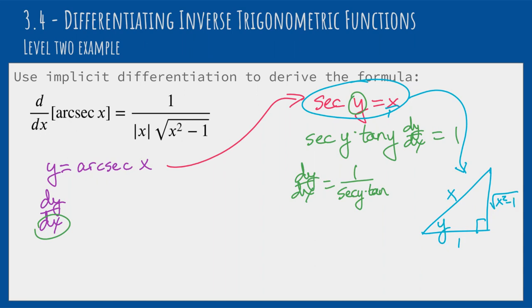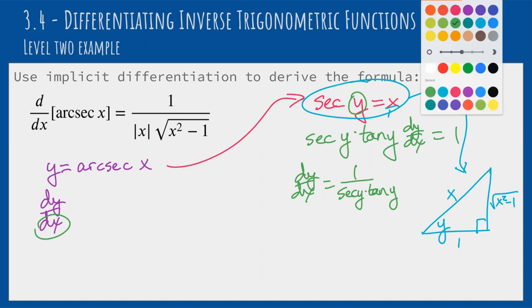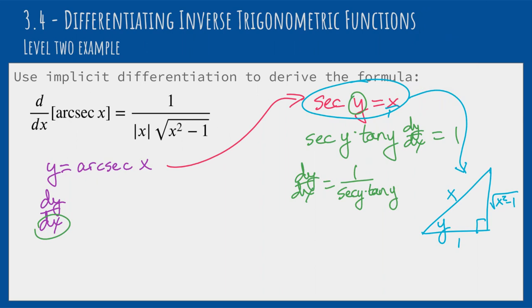Okay, so now I want to replace, and I didn't finish writing this out here. This should be a tangent of y here. I want to replace the secant of y and the tangent of y, so this is written in terms of just x. So the secant of y, remember secant is hypotenuse over adjacent.